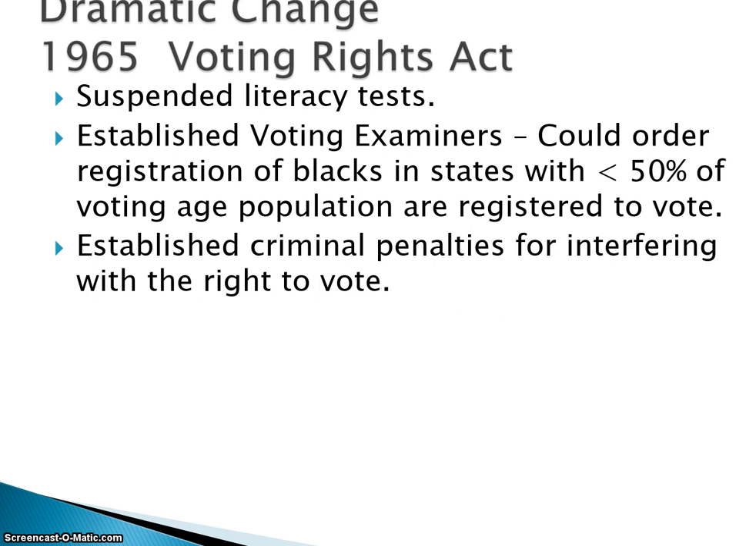It also established voting examiners. What were voting examiners? They were individuals that would come in and check and see what was going on and examine a state's ballot returns, and also examine registrations. And if they found that registrations of blacks within a state was less than 50% of the voting age population being registered to vote, they could go in and help them to register. There were criminal penalties established with the Voting Rights Act of 1965 for interfering with somebody's right to vote.